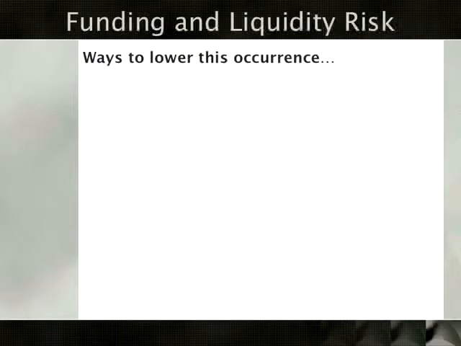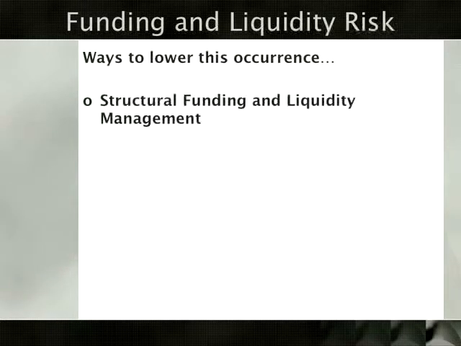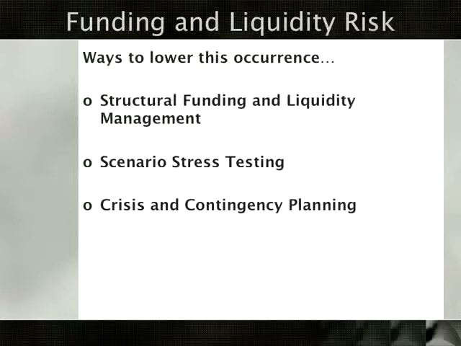The third type of economic capital risk is funding and liquidity risk. The concept of liquidity is increasingly important in managing financial risk. It is driven by the structure and depth of markets, volatility of market prices and rates, the presence of traders willing and able to make markets and commit capital to support trading, and the trading and leverage of strategies deployed. The two biggest types of risk in this are the funding and trading liquidity risks. Ways to lower these occurrences include structural funding and liquidity management systems, scenario stress testing, and crisis and contingency planning.